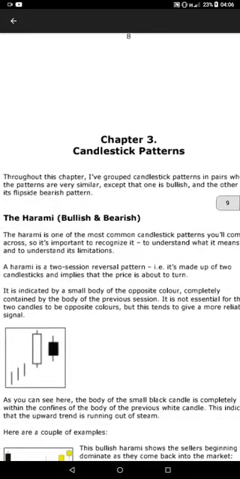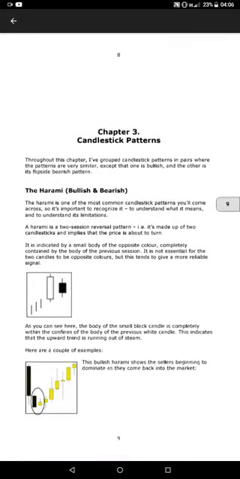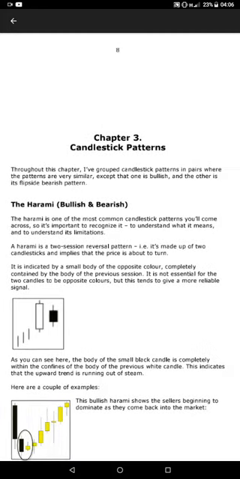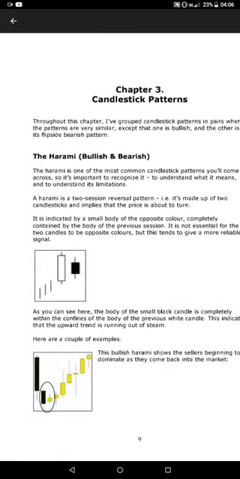Sorry. We are moving to chapter 3, in which we are going to talk about candlestick patterns. Yeah, guys, through the chapter I've grouped candlestick patterns in pairs where the patterns are very similar, except that one is bullish and the other is its flip side, bearish. Guys, we have the harami, bullish and bearish. They are not the same, but one is bullish and one is bearish.